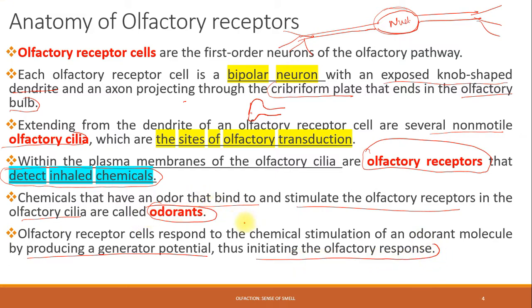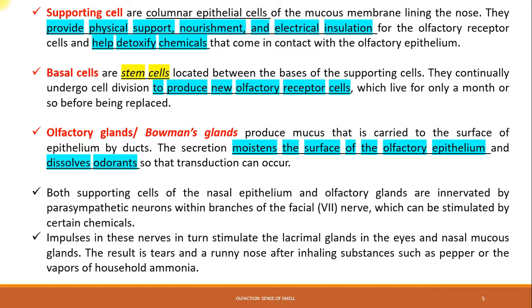So when odorant binds to the olfactory receptor, it causes generation of generator potential, which in turn leads to generation of action potential. Okay, and this generation of action potential in turn is responsible for the initiation of the olfactory response. So next structure is supporting cells.